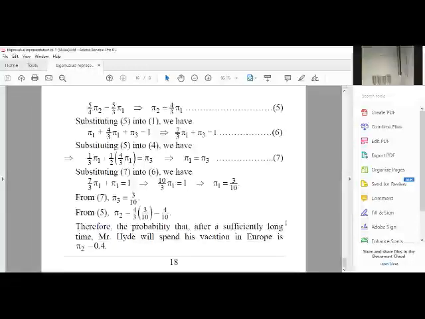Please, have you seen it? Yes, please. So we call it a long-run probability. But the question says that we should find a long-run distribution for Europe. So that one is 4/10, which is 0.4. So that's the answer for question D.